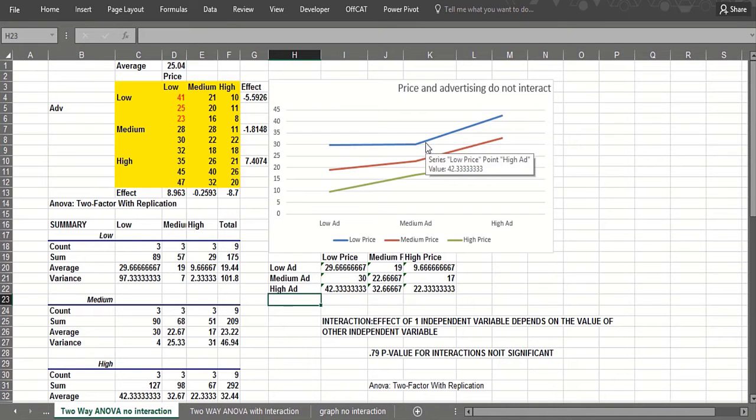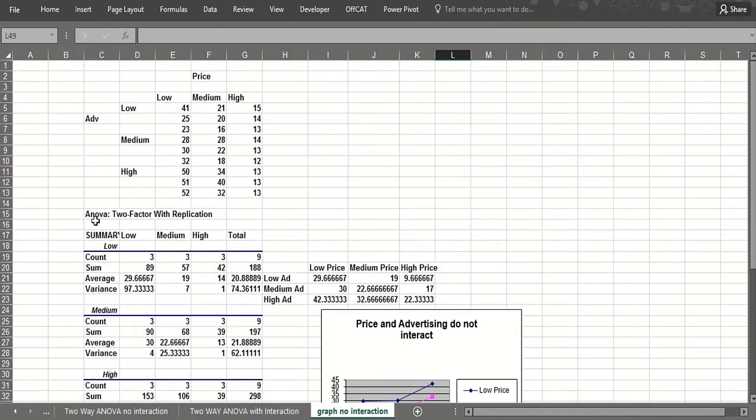The blue line represents how things change with a low price as you change advertising, the red with a medium price as you change advertising, etc. And they're pretty much parallel. So that's what you have with no interaction. Now let's change the data. So exactly the same situation.